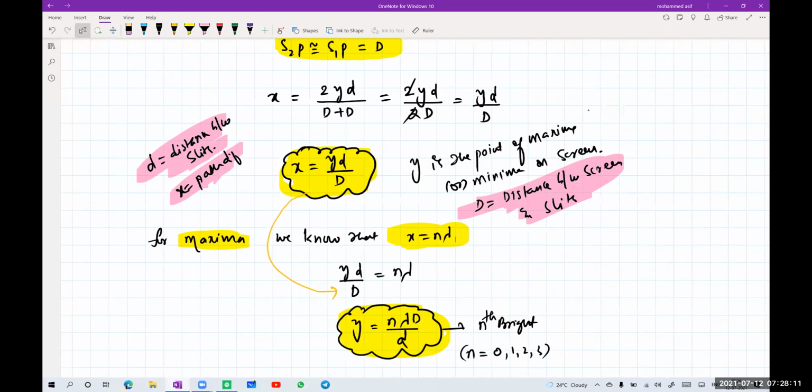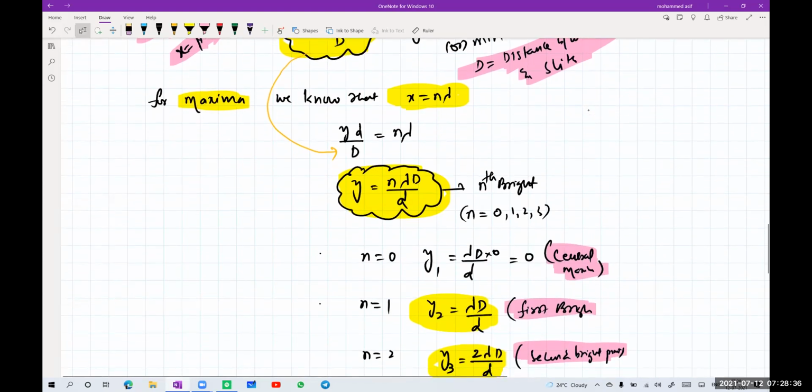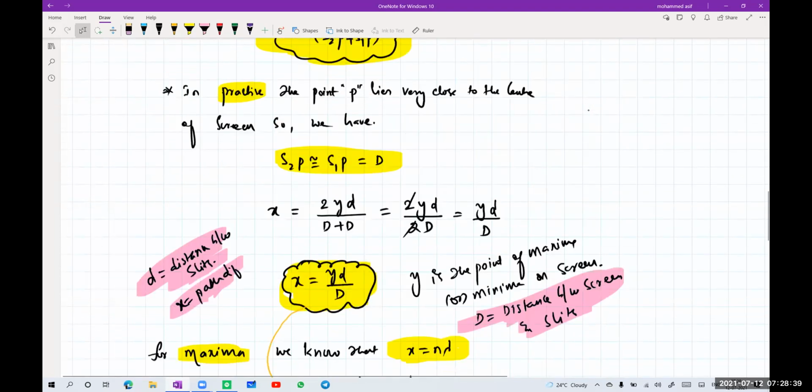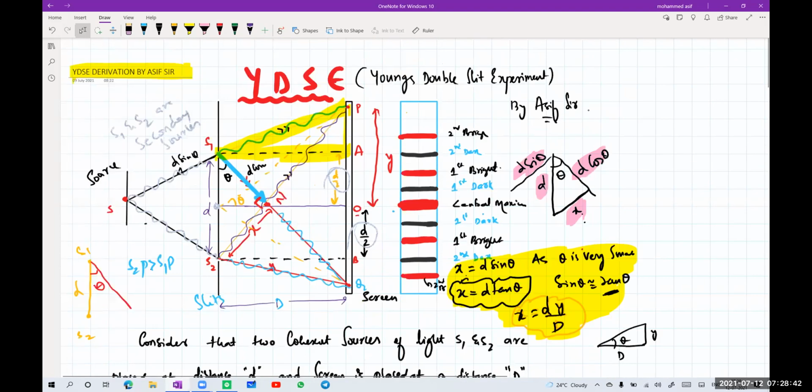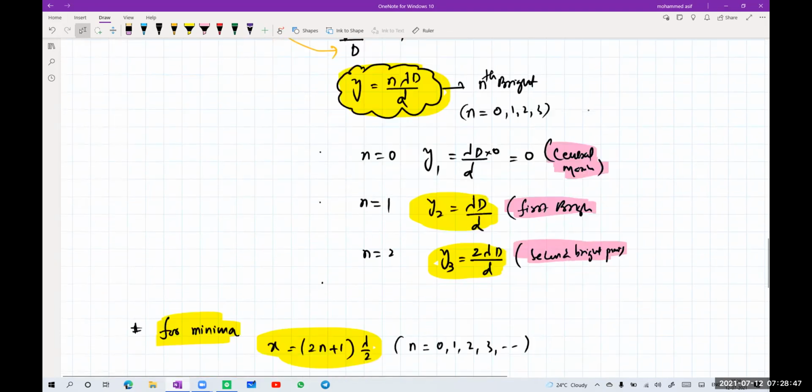See this. For maximum, we know that x is equal to n into lambda. So now in place of x, you substitute n lambda. So y is equal to n into lambda into capital D divided by small d. So for the nth bright point, taking n equal to 0, 1, 2, 3, I can calculate where the nth bright point has been formed. Where is the first bright point forming? If I take n equal to 0 in this equation, y is equal to 0. That means it is at the central maxima. If y is becoming 0, that means at O, the central maxima has been formed.